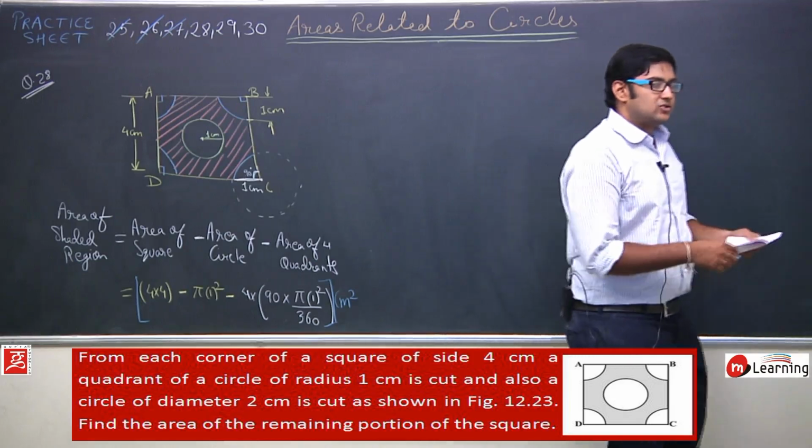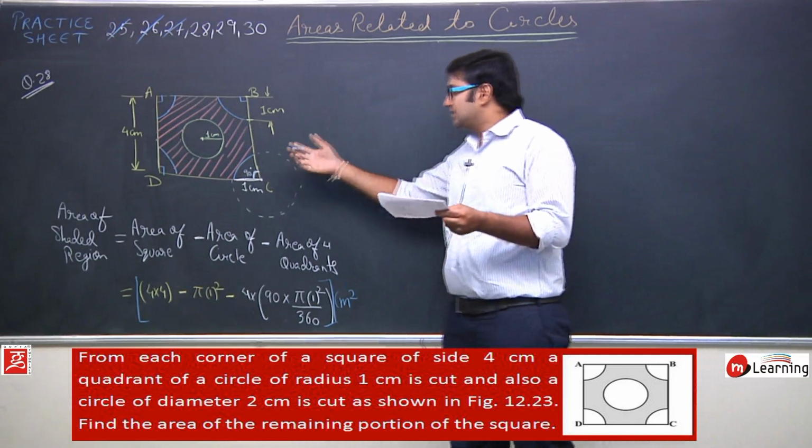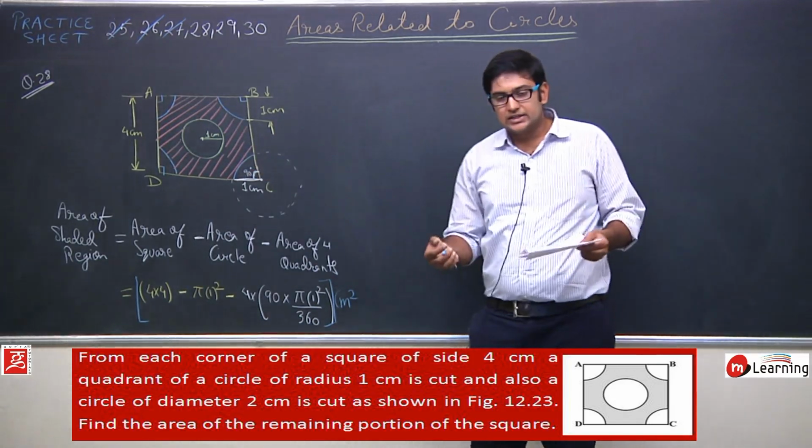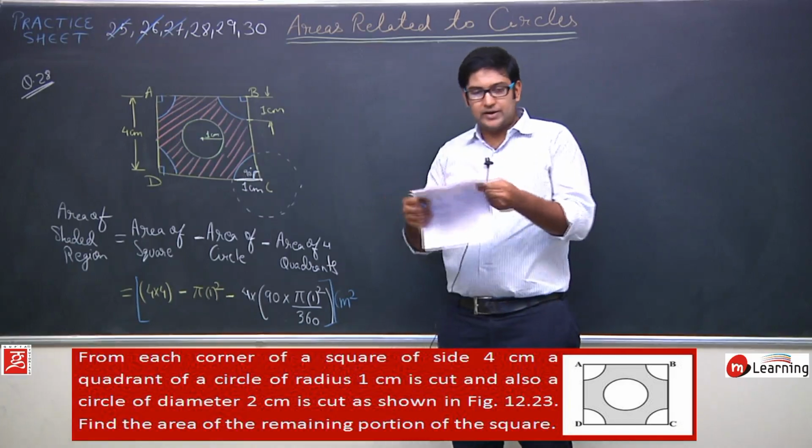So what you can see is, this question is not at all difficult, it's just tricky. This kind of question is known as tricky. These are not difficult questions. The difficult question was question number 27.